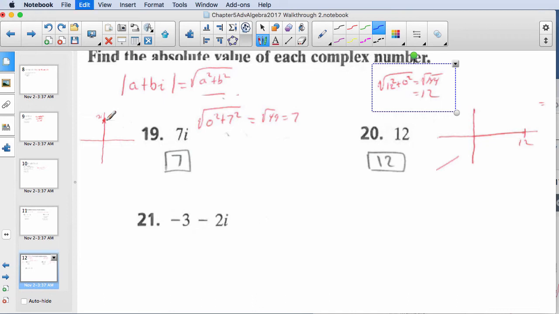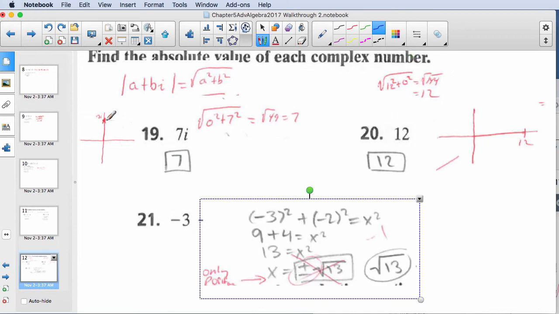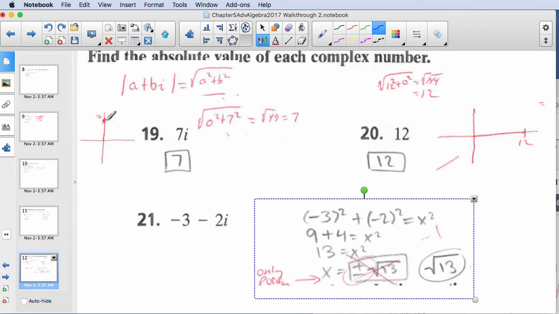The next one is going to be a complex number written out, and we can use Pythagoras' theorem on this one here. That's going to give us the square root of 13. Notice here the student made a mistake and did plus or minus the square root of 13 because that's generally how you'd solve for x squared. However, remember that distances are always positive, so you should throw out the negative solution.